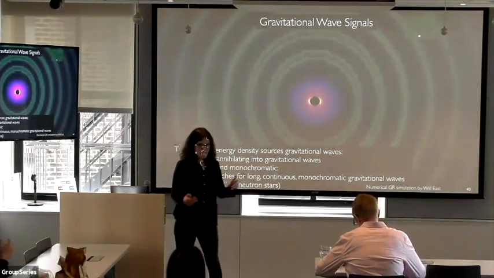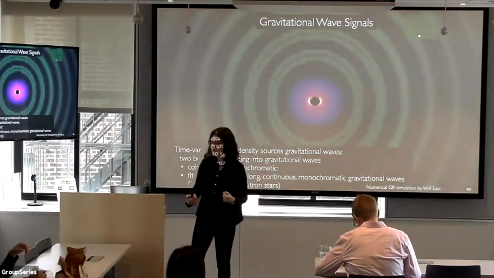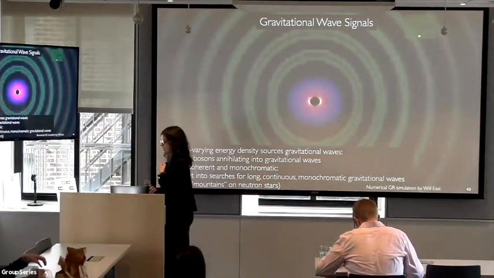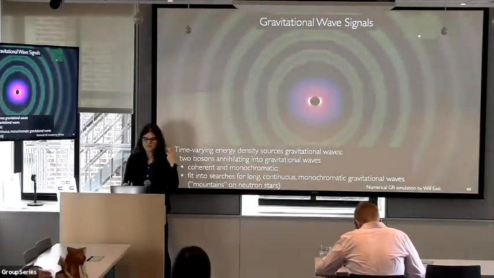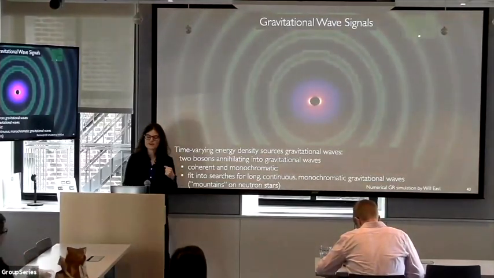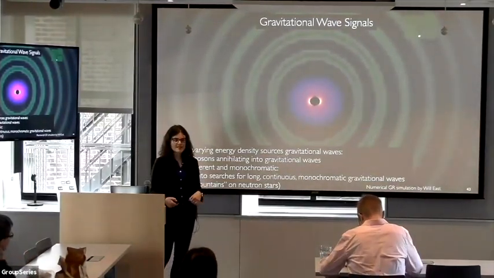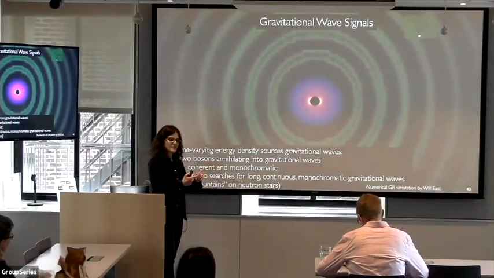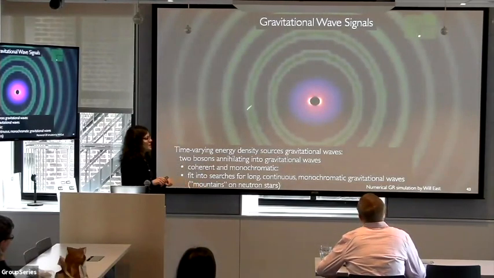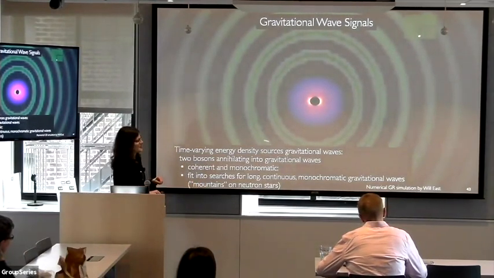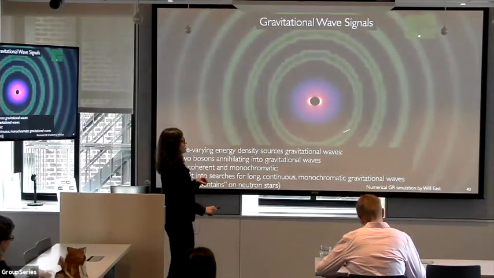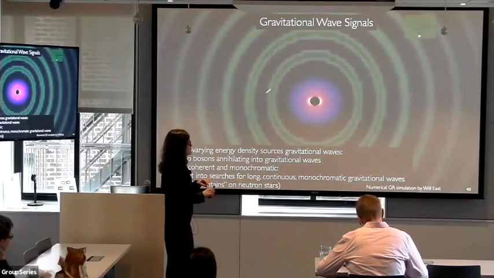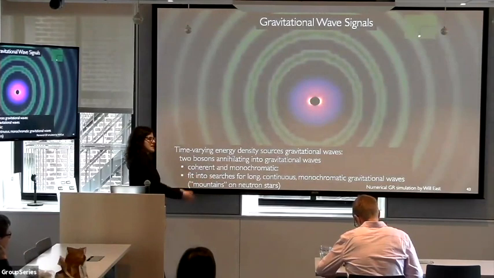As I said, these clouds carry a huge amount of energy density, and they're also oscillating with a characteristic frequency, which is twice the axion mass. From the particle physics perspective, you can think of this as two particles, two axions, coming together and sourcing a gravitational wave. But you can also just calculate classically this energy density, the stress energy tensor of this field, and find that it's oscillating at twice the mass of the axion particle.